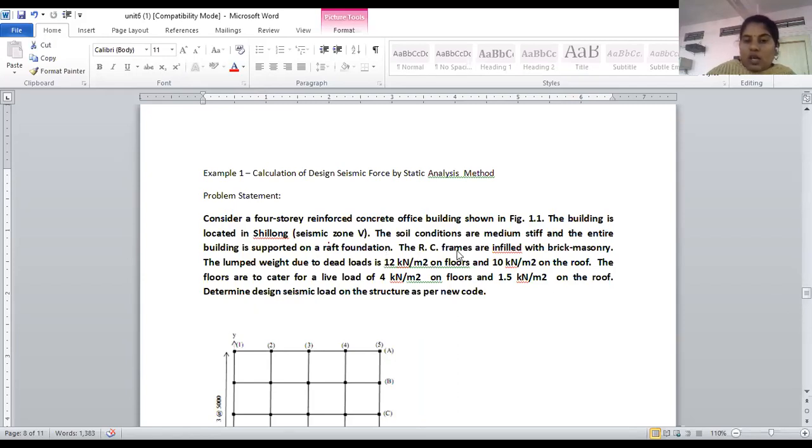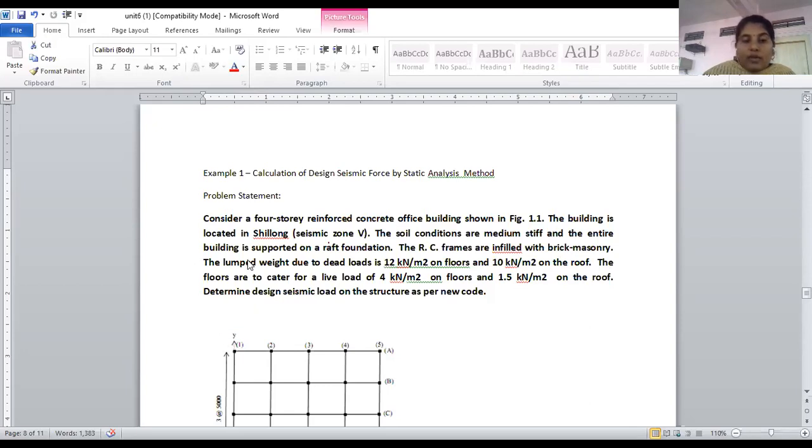So based on this, we can calculate the Sa/g value for the medium stiff soil for the entire building, which is supported on a raft foundation. Next is the RC frame infilled building. You can see here the type of building is also given, with brick masonry. So by using this, we can calculate the response reduction factor, that is R. The RC frames are infilled with brick masonry.